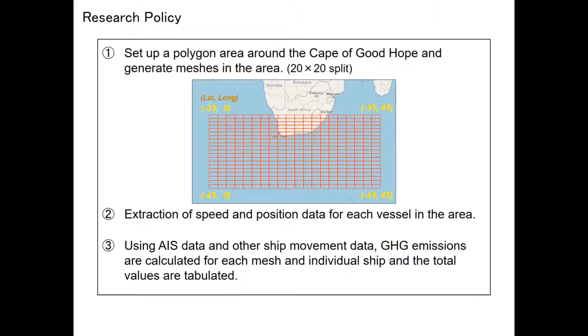Okay, let's explain the research policy. First, we set up a polygon in the area of the Cape of Good Hope in order to find passing ships in this area, and we generate the mesh data to calculate GHG emissions. Second, we get the speed and position data for each ship in the area from AIS. Finally, we calculate the total amount of GHG emissions for each mesh.